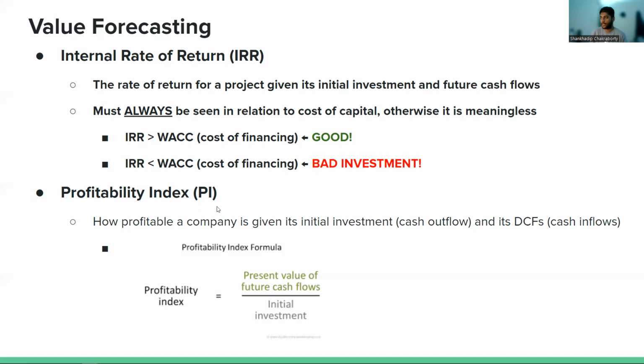And finally, profitability index. This one's, in my opinion, the easiest one. So this is how profitable a company is, or how profitable a project is, really. This is a bit of a misnomer. You're just going to do the present value of future cash flows, or company DCFs, divided by your initial investment. Payback period, NPV was your sum of future cash flows minus initial investment. This is DCFs divided by initial investment. This number could be above 1, it could be below 1. It doesn't matter. You have to see it in relation to the industry. You always have to compare.